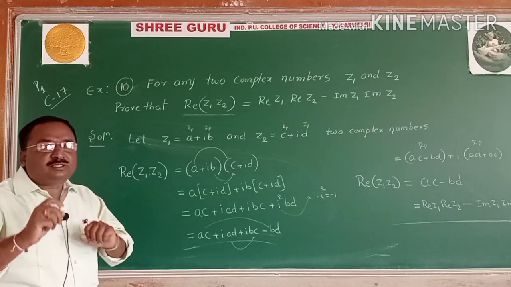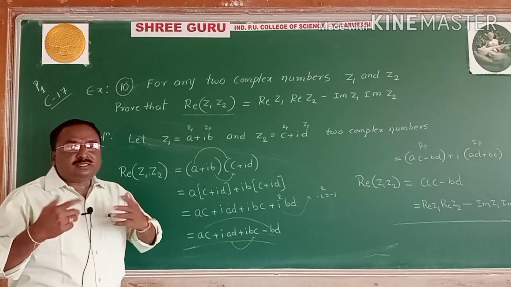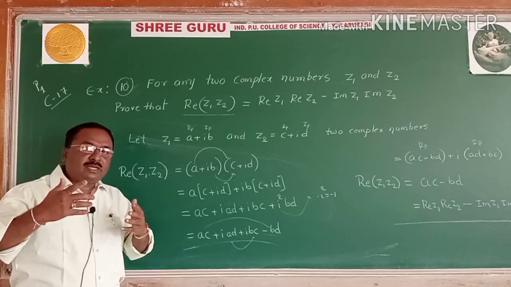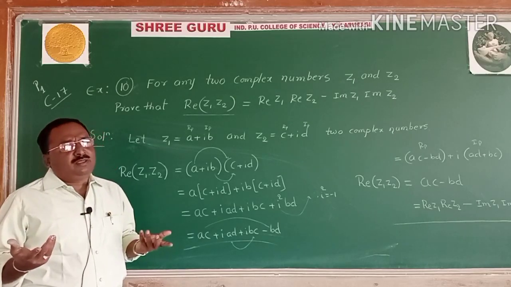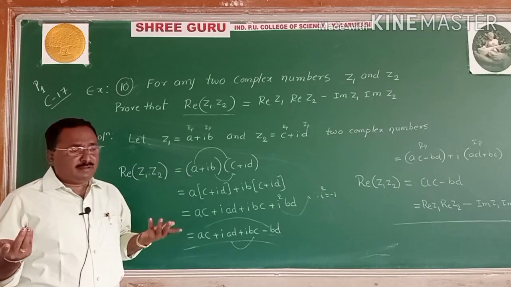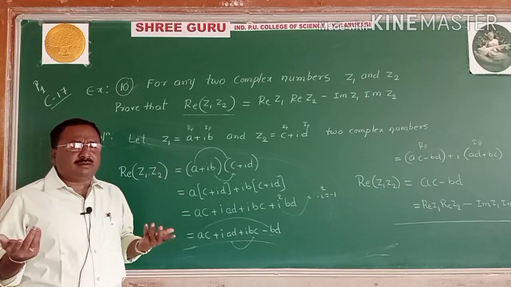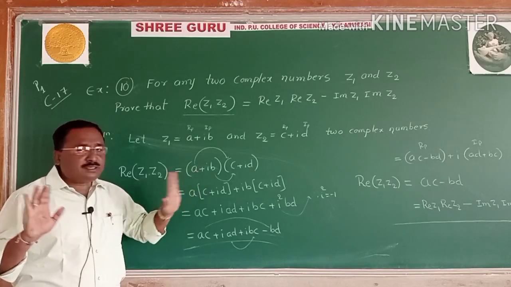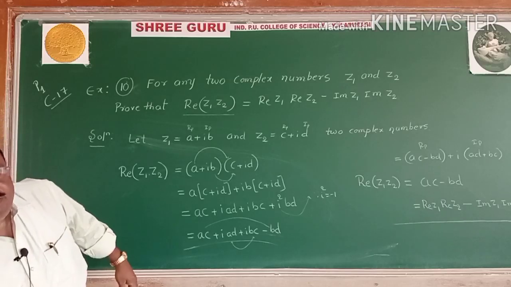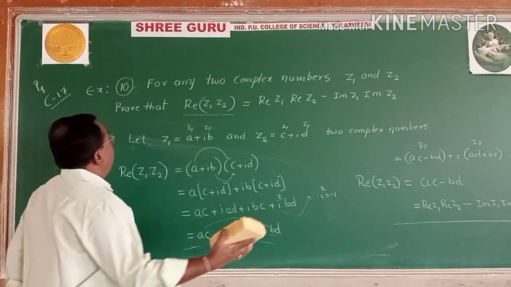In your notes, my dear students, just take Z1 as x1 plus iy1, Z2 as x2 plus iy2. That is, if you take any one, a plus ib or x1 plus iy1, x2 plus iy2, anyway you solve, the answer should be the same. Prove that. Take x or y or a or b, a plus ib or x plus iy.